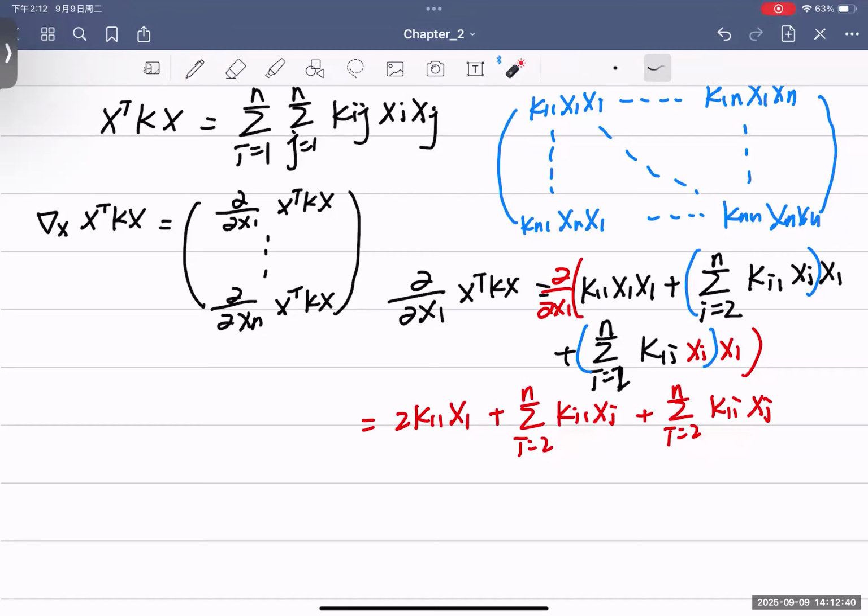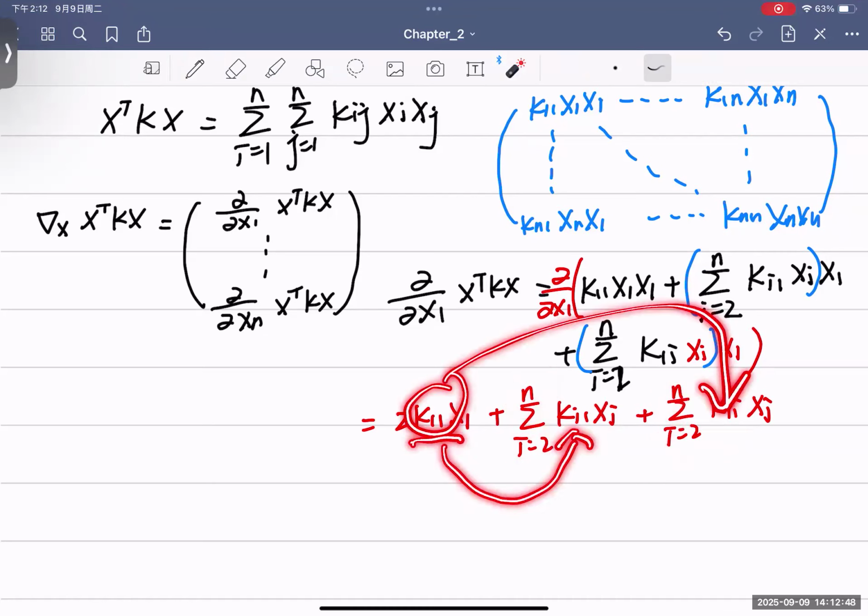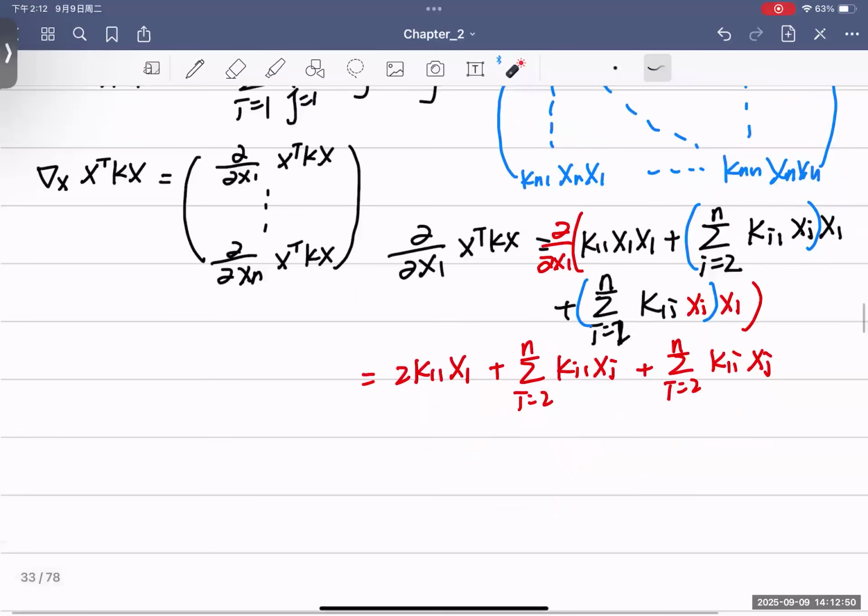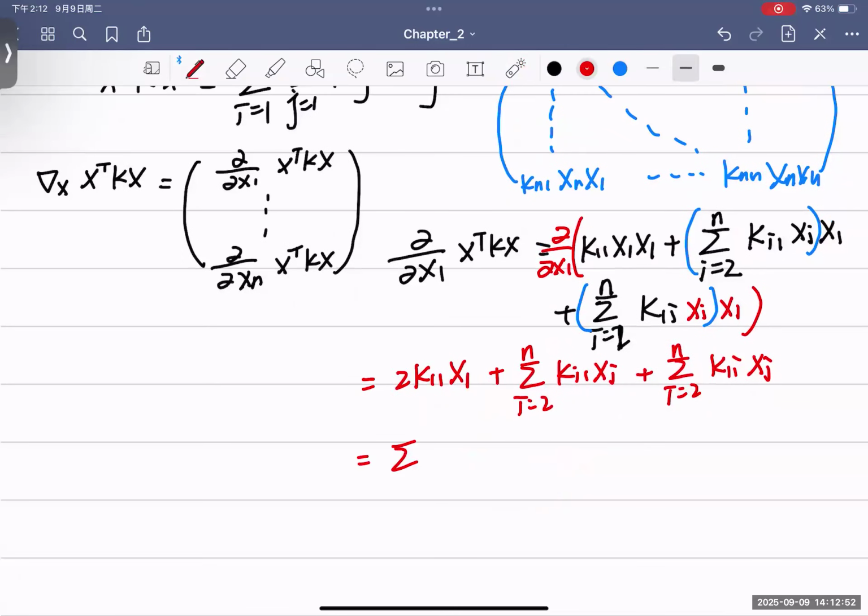Both sums run from i equals 2 to n, so we can combine them by adding an additional term, which results in the summation from i equals 1 to n of ki1 xi, plus the summation from i equals 1 to n of k1i xi.